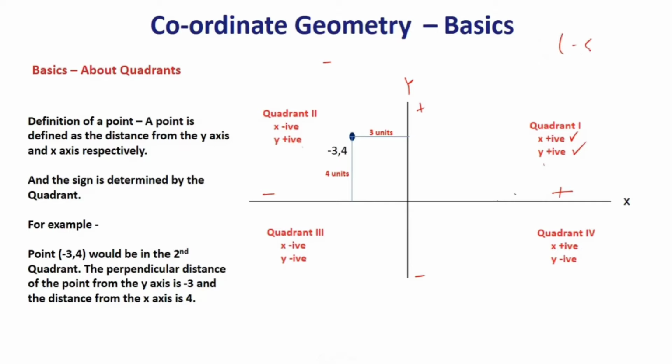Similarly, where will (-5, -5) be? It will be 5 units from both the x-axis and y-axis, and it will be in the third quadrant because both x and y are negative.